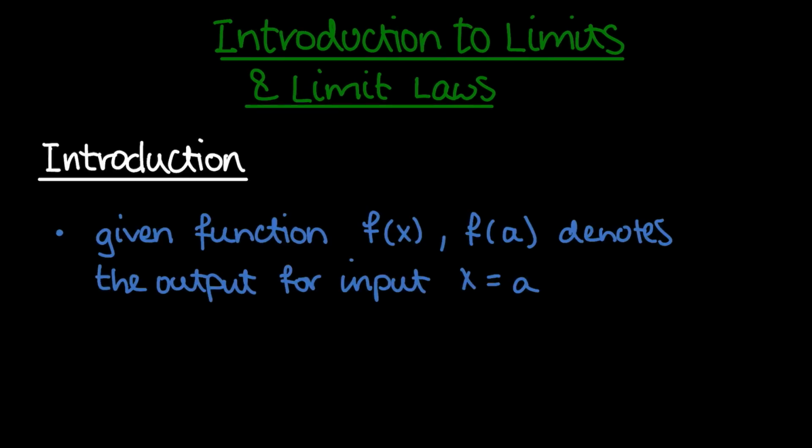So in order to be able to understand limits, let's first remind ourselves how functions work. Given a function f of x, f of a denotes the output for input x equals a. So the output would be the function of a value, and the input is a value for x, in this case some arbitrary parameter a.